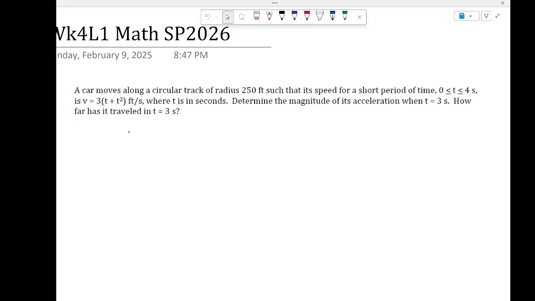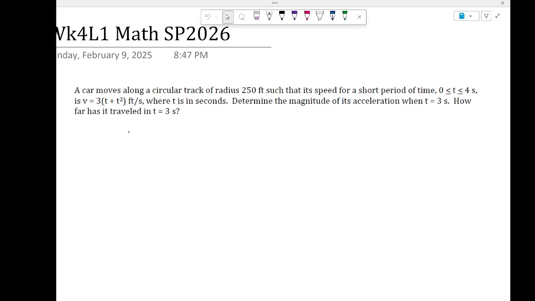A car moves along a circular track of radius 250 feet such that its speed for a short period of time, 0 to 4 seconds, is given by the velocity equation. The velocity is a function of t, the time, and it's only valid for 0 to 4 seconds. Got it? The car is moving, and the velocity equation is given.